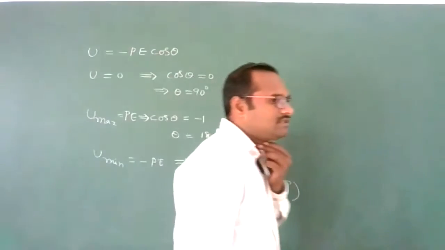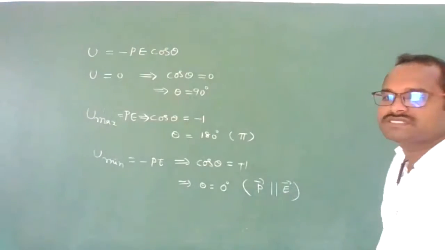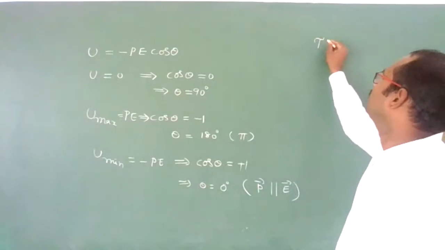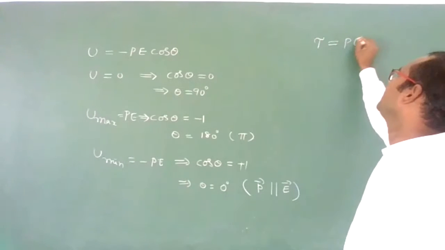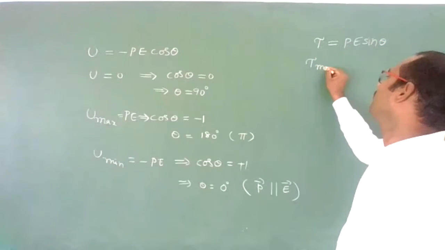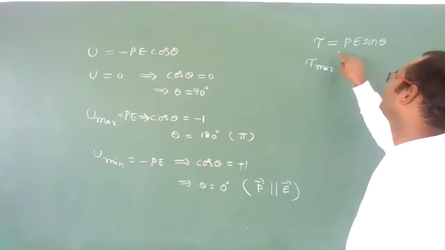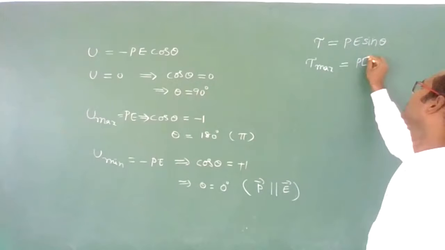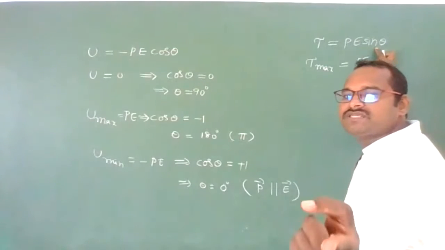Now, similarly, we have already discussed torque. The torque formula is tau equal to P cross E, or PE sin theta. Tau will become maximum. What is the maximum value of tau? Torque is maximum PE, because the range of sin theta is minus 1 to plus 1.